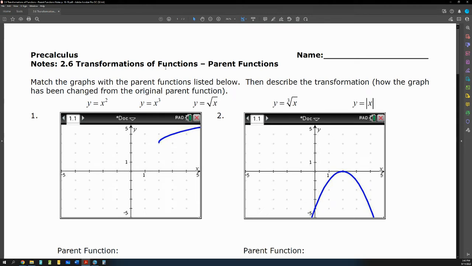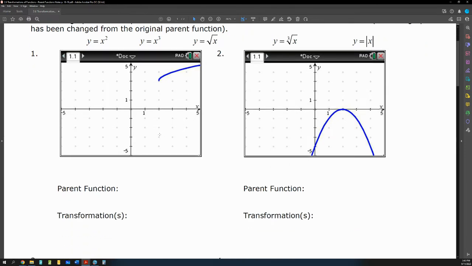Hi everyone. Today we're going to be looking at transformations of parent functions. So here we're going to get some practice. I want to match these graphs below with the parent function that they represent and then list the transformations.